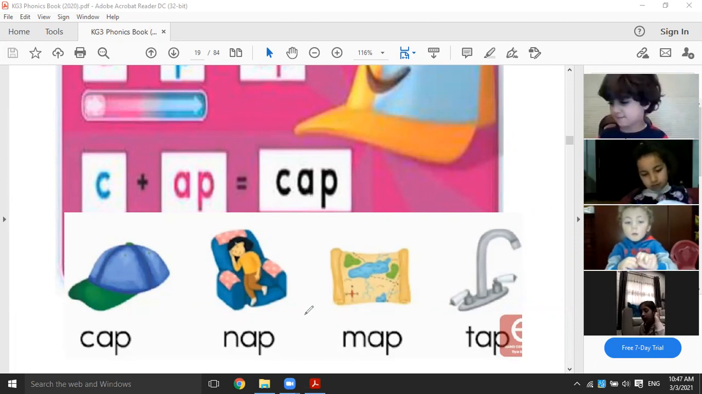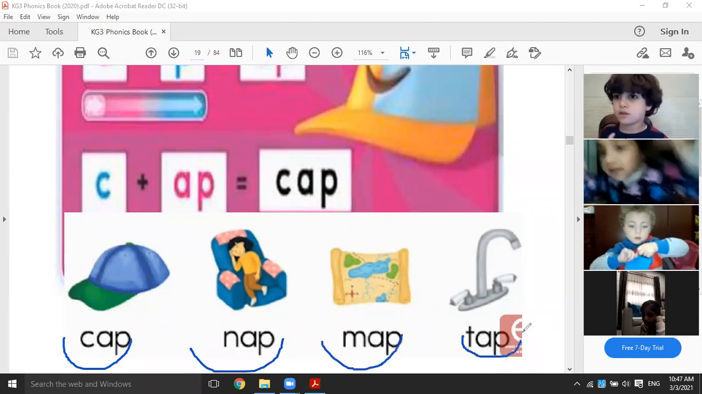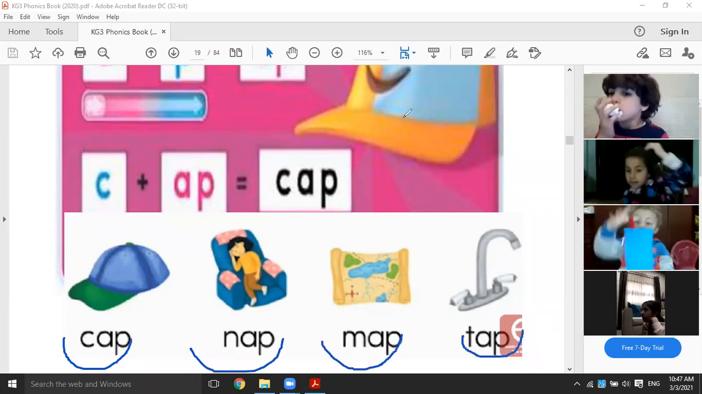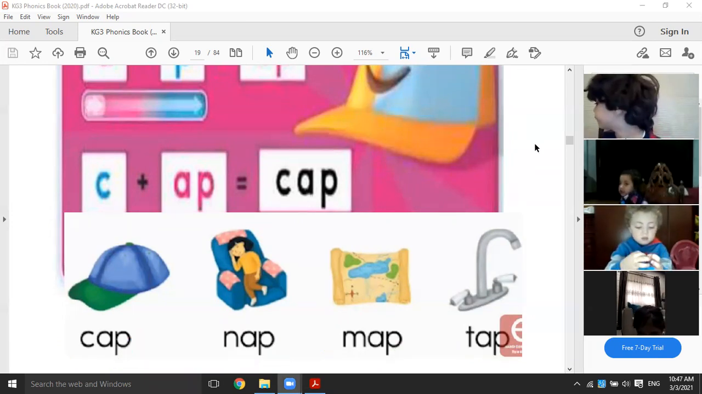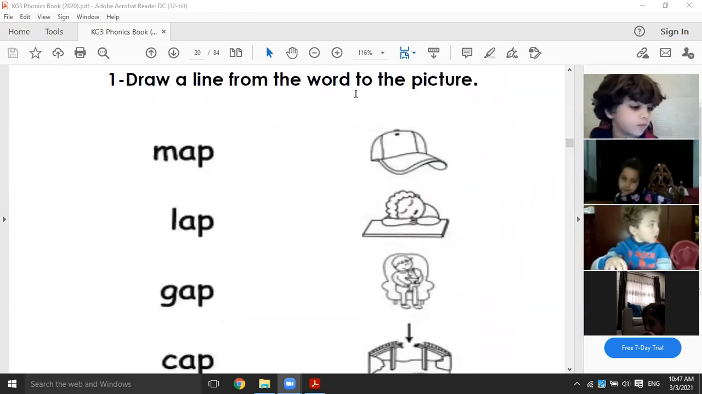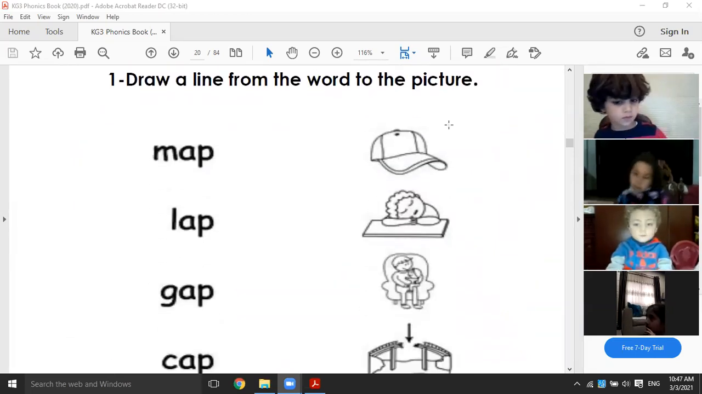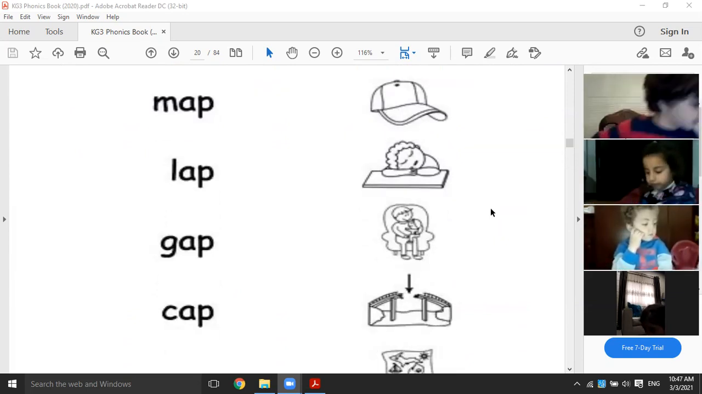Okay. Now, I will read them one more time. Cap, nap, map, and tap. I want you to study them well at home. Okay, darling? Please. Study them from your book. We are going to the next page now. Matching. Draw a line from the word to the picture. Who will start? Let's see who will start.